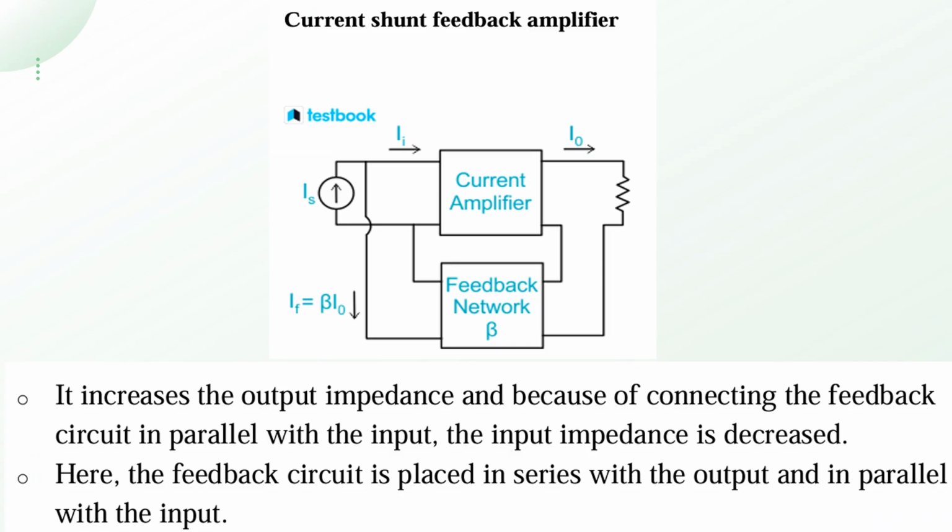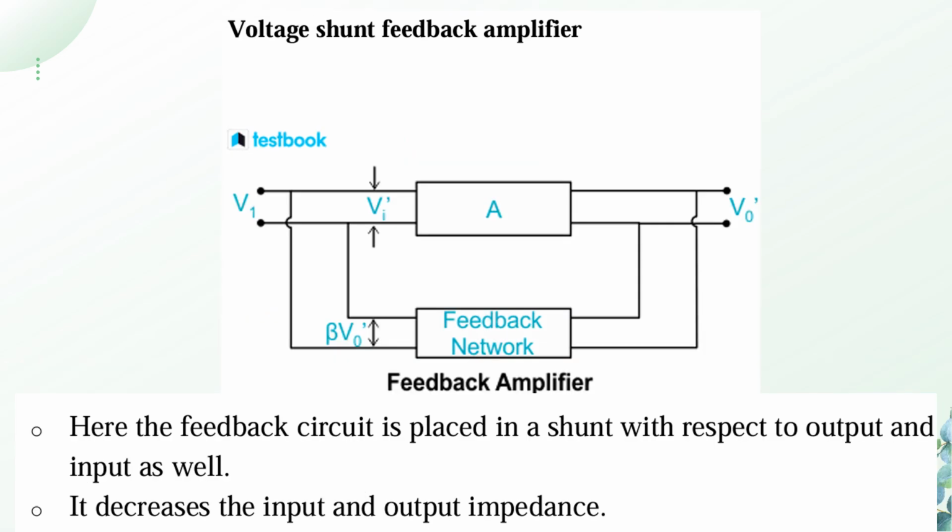And the next is the current shunt feedback amplifier. In this, current refers to the sampling network. So the feedback circuit is placed in series with the output, and it is connected in parallel with respect to the input.